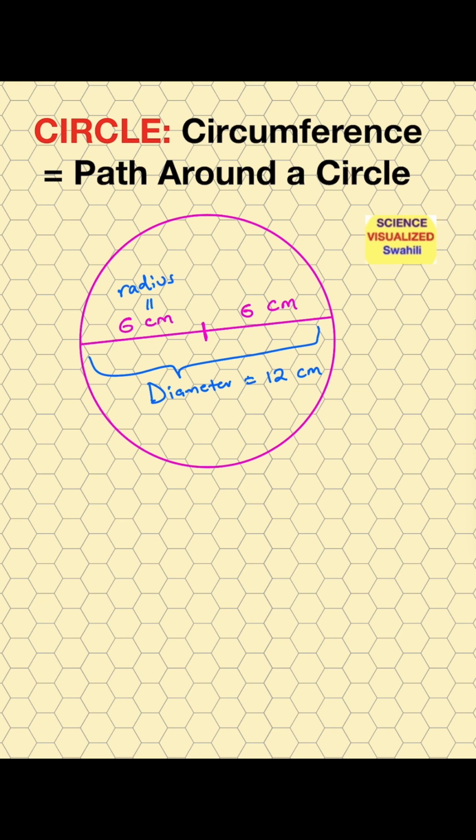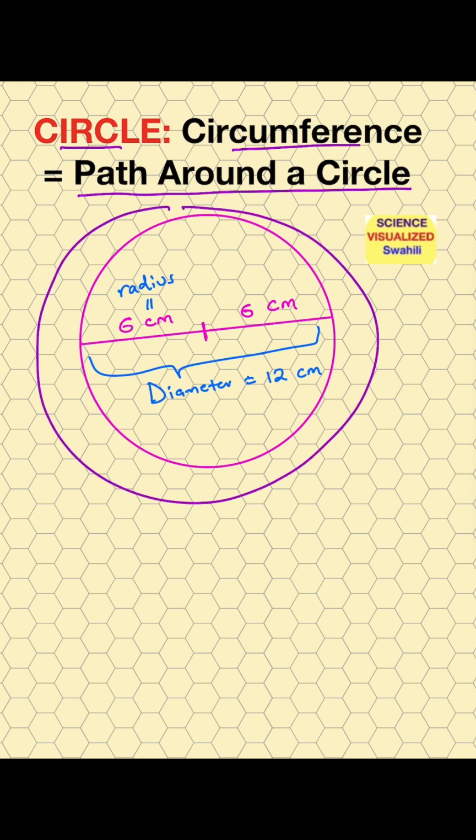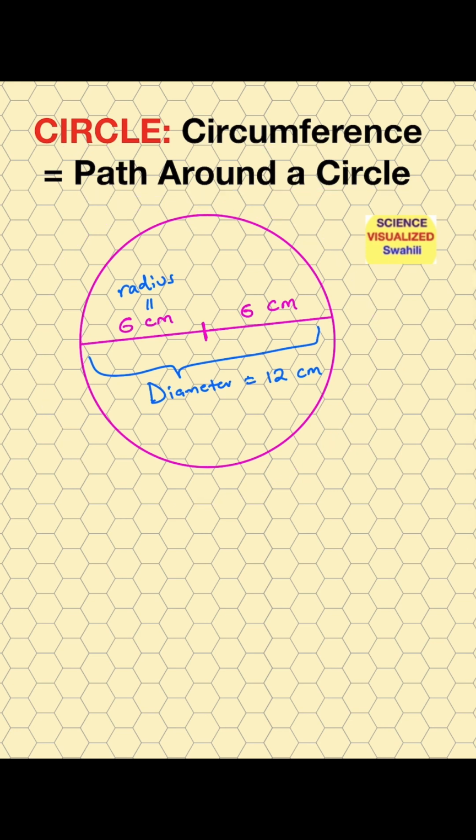Today we are looking at a circle and how to determine the circumference of a circle, or the path around a circle. So that means how do we measure the distance or the length around a circle?